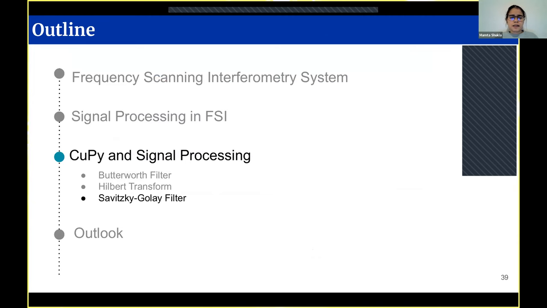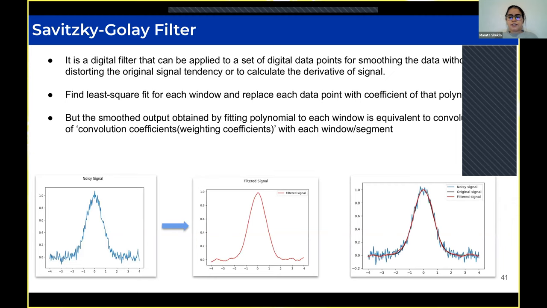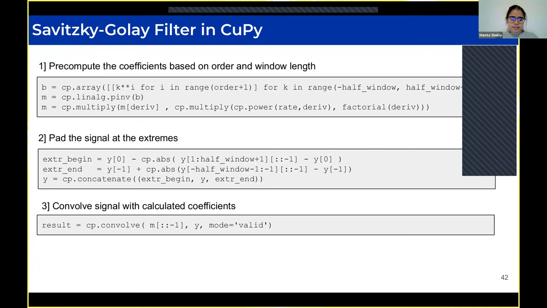So next I would like to talk about the Savitzky-Golay filter. I think this filter is much more common even with data analysts, because at some point we need to smooth the data. This filter provides smoother data while keeping the tendency of the signal not much disturbed. It is done by using a least squares fit method. For a particular window size, we try to fit a polynomial to a particular set of points. And if our data is equally spaced, we can get these polynomial coefficients and directly convolve them with the entire signal. So this is how it was implemented in CuPy.